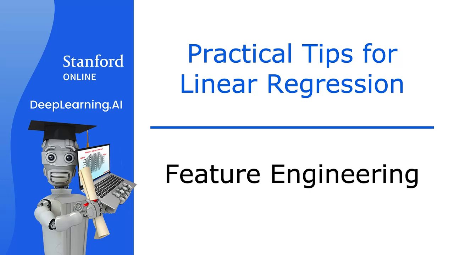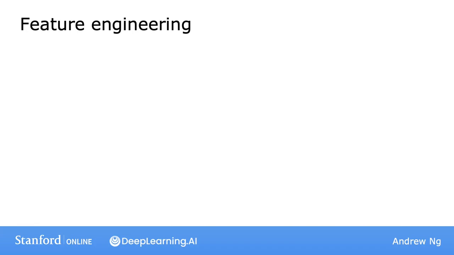The choice of features can have a huge impact on your learning algorithm's performance. In fact, for many practical applications, choosing or engineering the right features is a critical step to making the algorithm work well. In this video, let's take a look at how you can choose or engineer the most appropriate features for your learning algorithm.